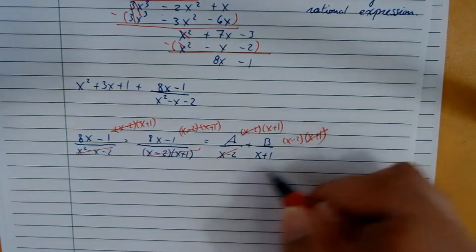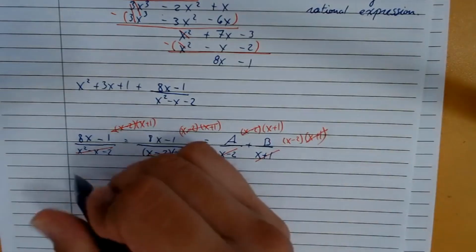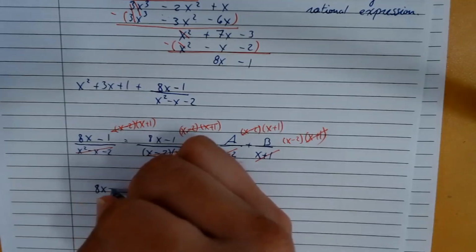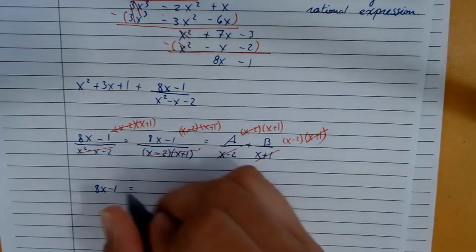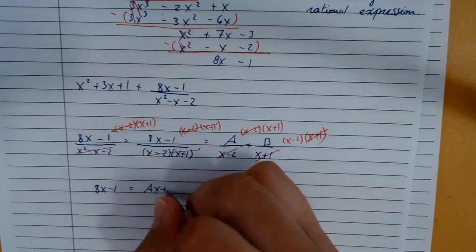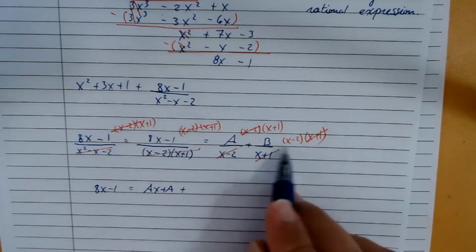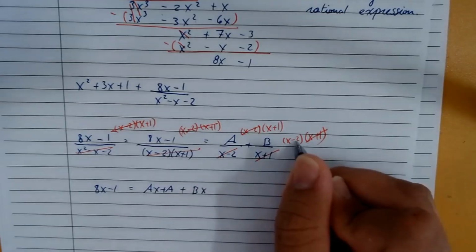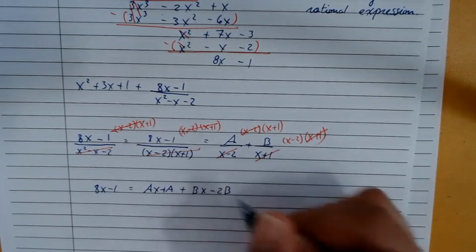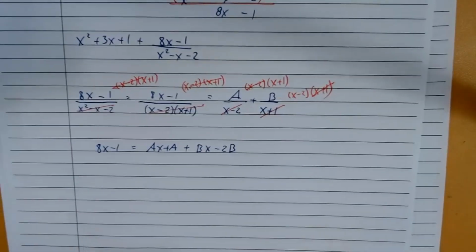these terms. So that's going to give us our original numerator, 8x minus 1, is equal to A times x plus 1. We can distribute the A. That gives us Ax plus A. Plus B times x minus 2. We'll distribute the B, giving us Bx minus 2B. 2B or not to be. Yeah? That's the question. So let's find the answer.